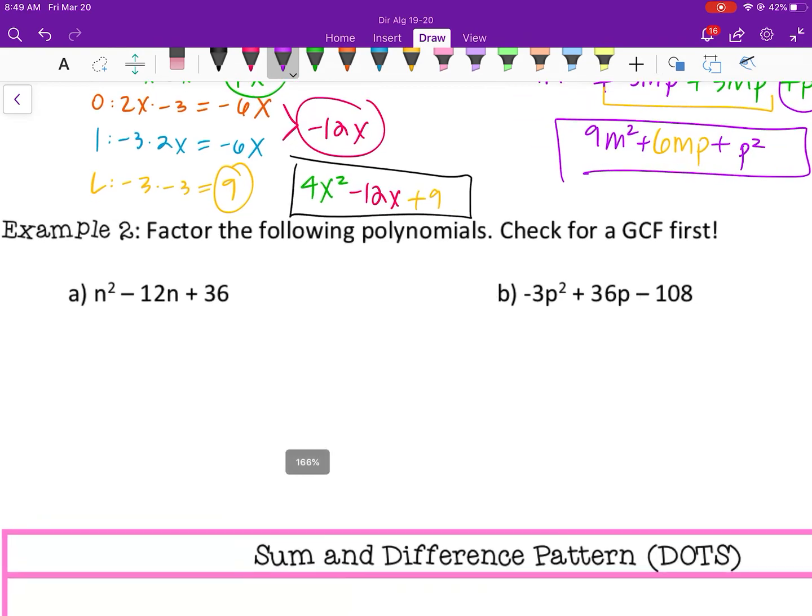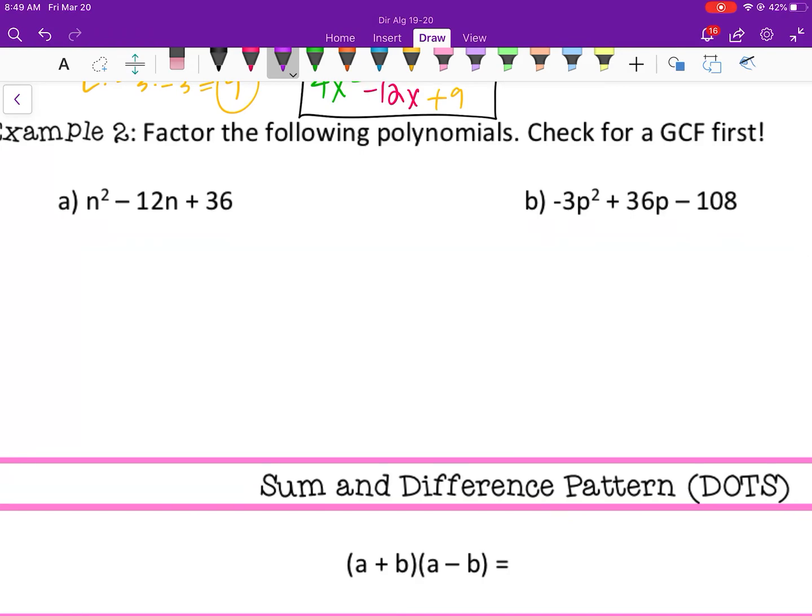We're going to be factoring, and we are going to check for a GCF first, and we'll talk about what ends up happening. So for this first problem, we set up our parentheses, right? When we factor, we set up our parentheses because we don't have a GCF in this one, right? Because n squared doesn't even have a number in front of it. So we just say, alrighty, I need two numbers that multiply to 36 and add to 12. Well, let's see, numbers that multiply to 36 and add to 12, we're going to use 6 and 6. Now my signs are the same. They are both minus, so minus 6 and minus 6.